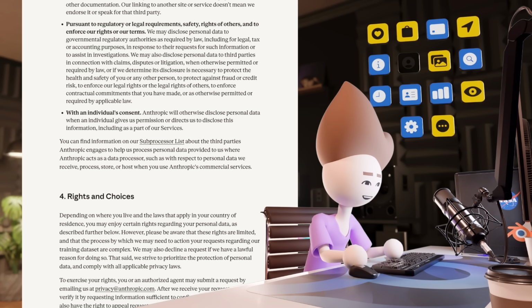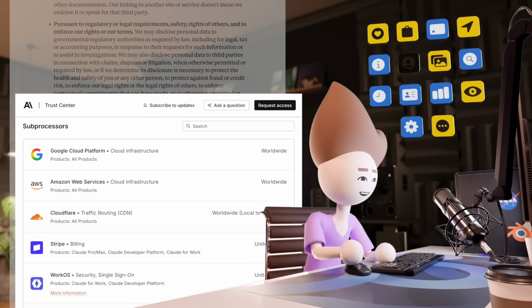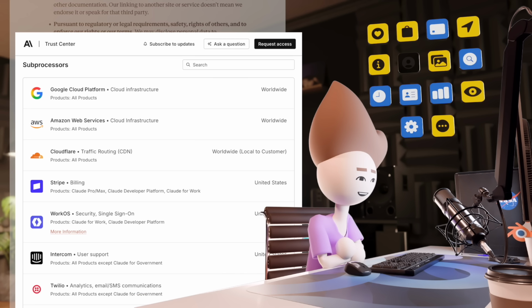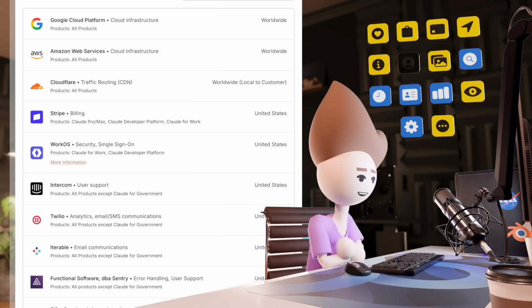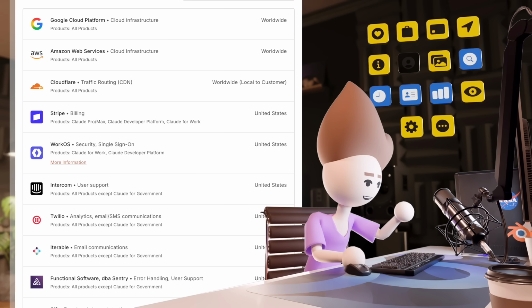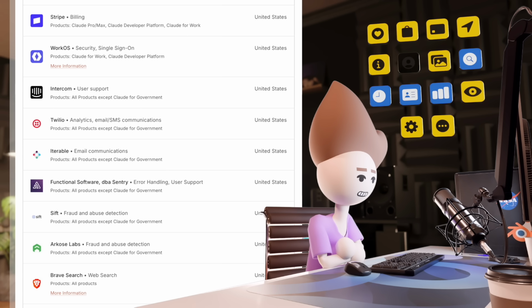Okay, I'll admit that sub-processor list is pretty cool. When you click into there, you can see all of the companies that have your data, and boy is it a list. It seems that everything goes to Google, Amazon, and Cloudflare. Financial and purchase history goes to Stripe. WorkOS is used to sign into the development platform, so we'll say diagnostics for that one. Intercom and Zendesk-style functional software are used for user support, and Twilio and iRatable are used for communication, so we can knock out user content for those four.